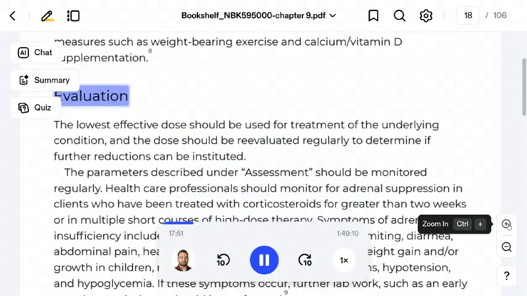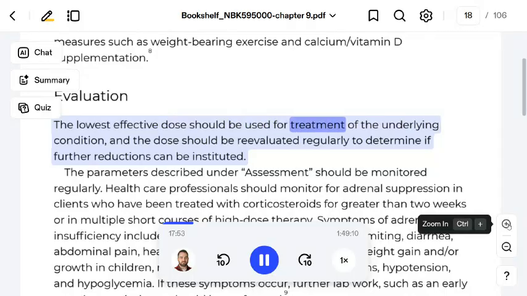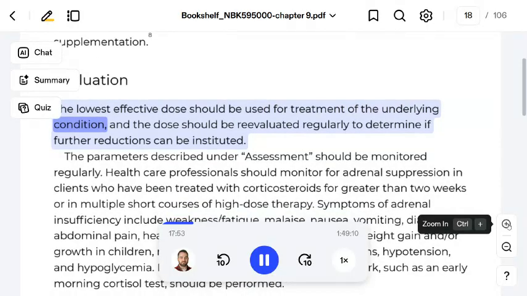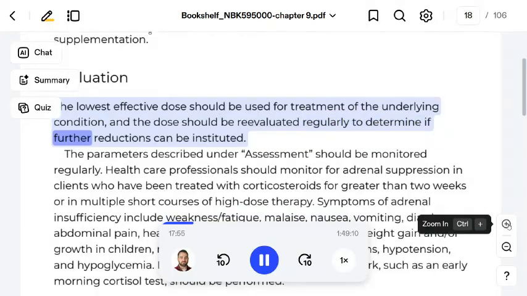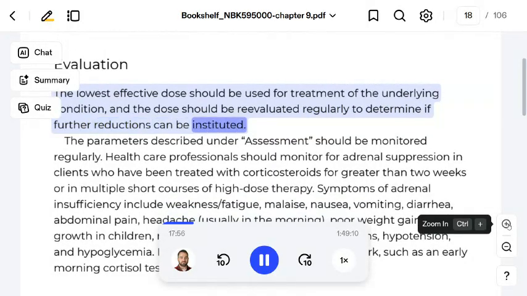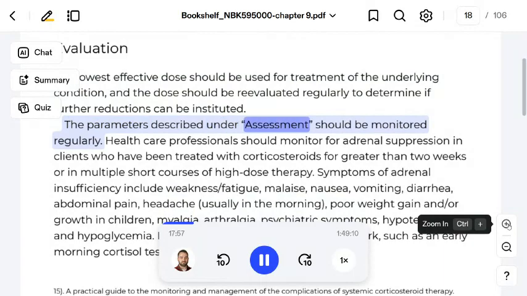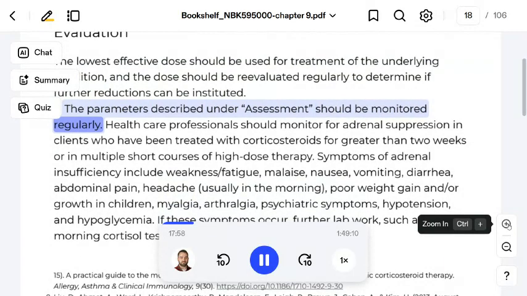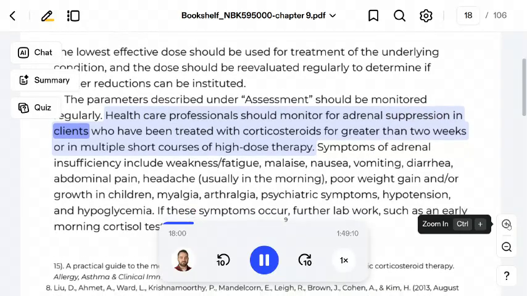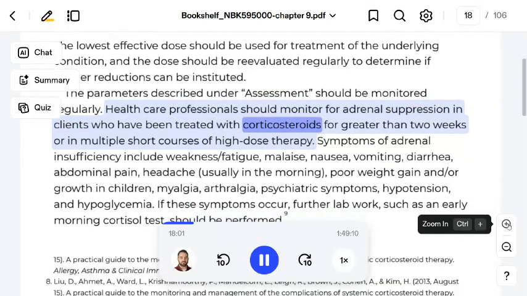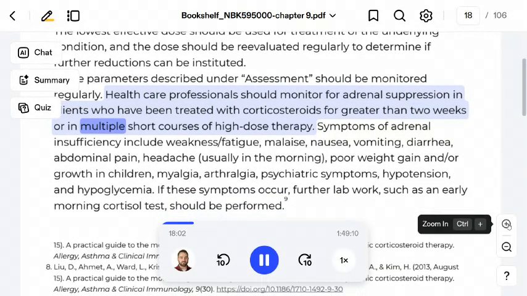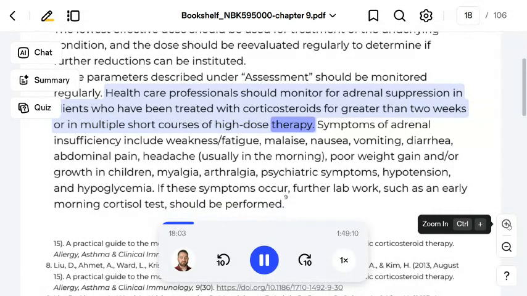Evaluation. The lowest effective dose should be used for treatment of the underlying condition, and the dose should be re-evaluated regularly to determine if further reductions can be instituted. The parameters described under assessment should be monitored regularly. Healthcare professionals should monitor for adrenal suppression in clients who have been treated with corticosteroids for greater than 2 weeks or in multiple short courses of high-dose therapy.